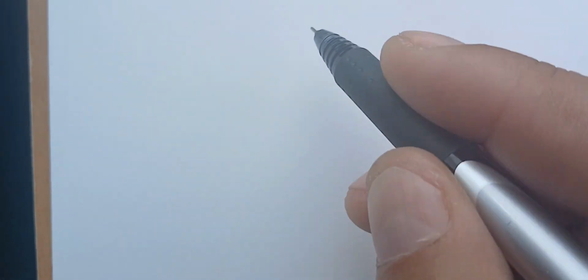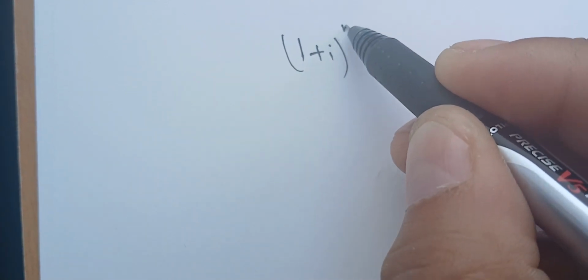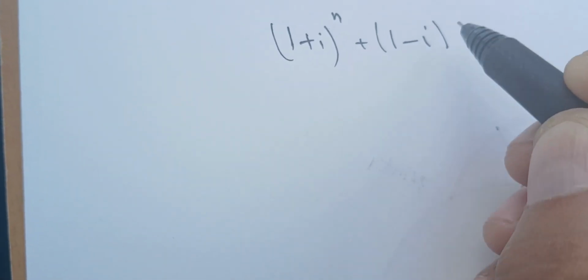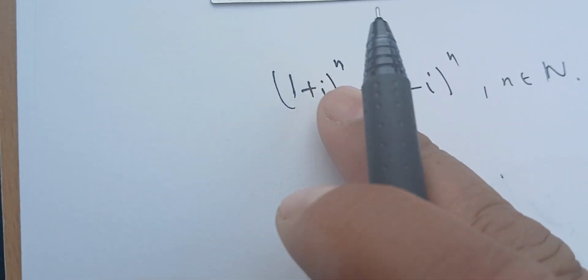In this video, we're gonna prove that (1 + i)^n + (1 - i)^n, where n is a natural number, is a real number. So the best way to approach this one is to write it in the exponential form.